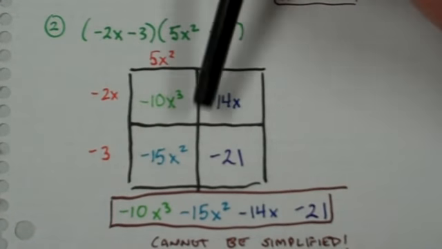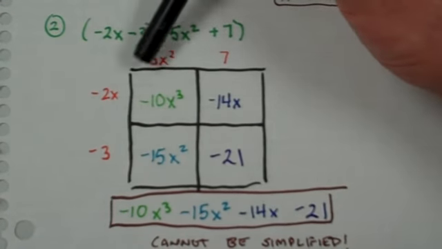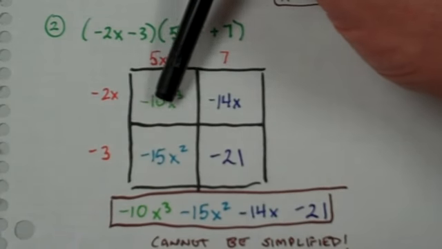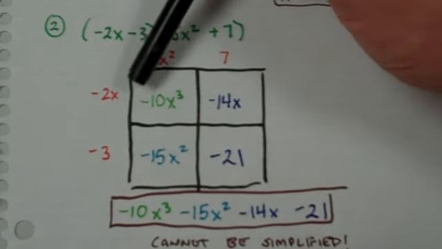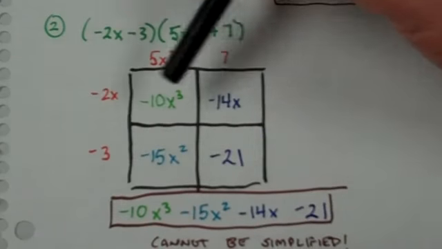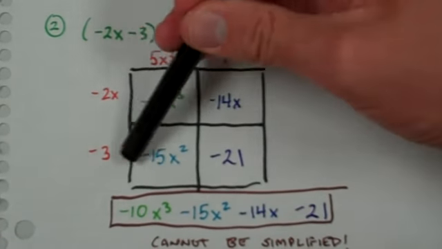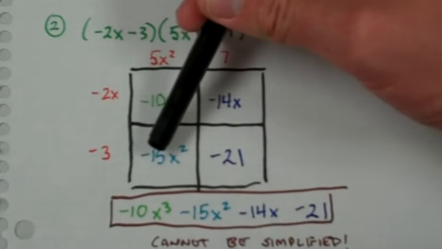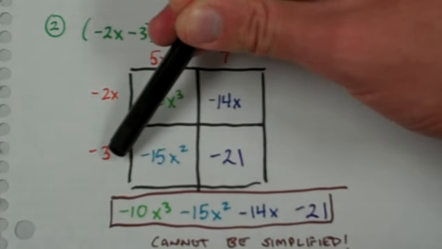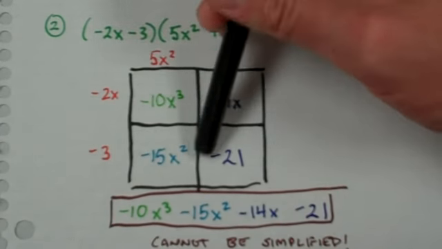When I multiply, just like Battleship, 5x squared times negative 2x is negative 10x to the third. Remember to add the exponents. Negative 2x times 7 is negative 14x. Negative 3 times 5x squared is negative 15x squared. Negative 3 times 7 is negative 21.